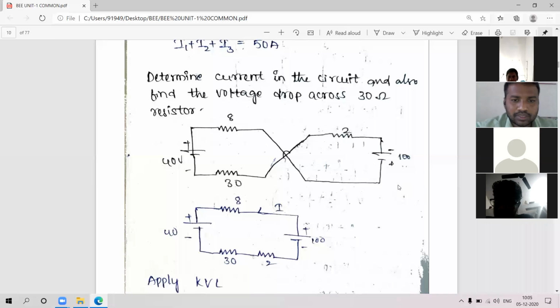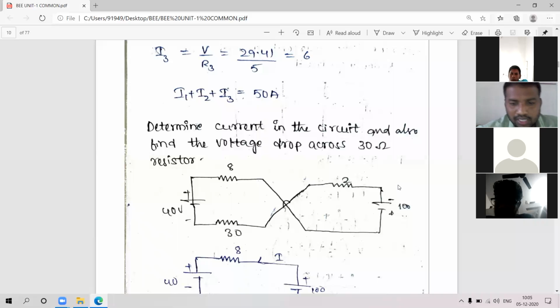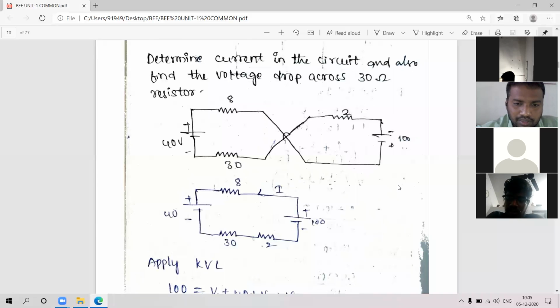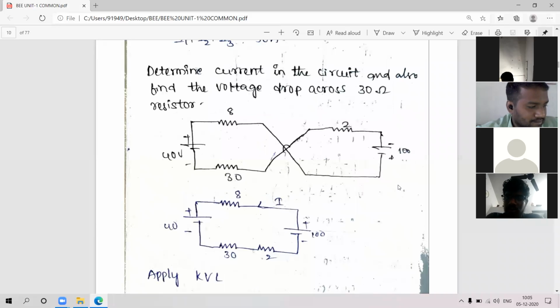40 volts, 8, 30, 2 and 100 volts. So you have to find the current in the circuit, and we have to find the voltage across the 30 ohm resistor. This is the hint I am giving. You can see the circuit. In the question, the small line is negative, and the bigger line is positive.